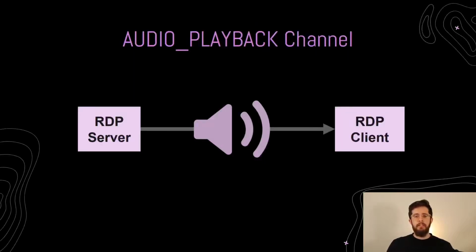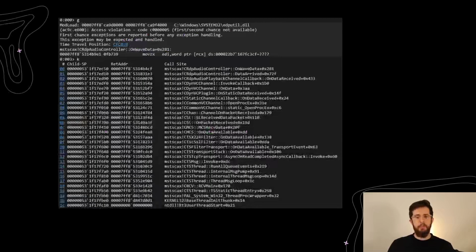So this bug was found in the audio playback channel. And what is this channel? Basically, it just redirects sounds from the server to the client, so the client can hear whatever's going on on the server side. So it all started with this crashing stack, as you can see from this WinDbg screenshot. And as you can see, the crashing function was on wave data.